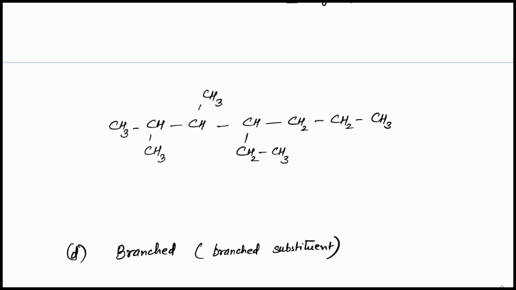Now try writing the name of this one. Okay, let's take a look. Identify the parent chain. So you can see that the parent chain is this. Now there are different types of groups attached to this parent chain. There are 2 methyl groups and there is 1 ethyl group. Okay. How will we write the name of this compound?